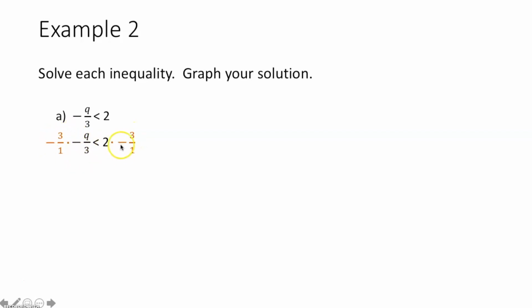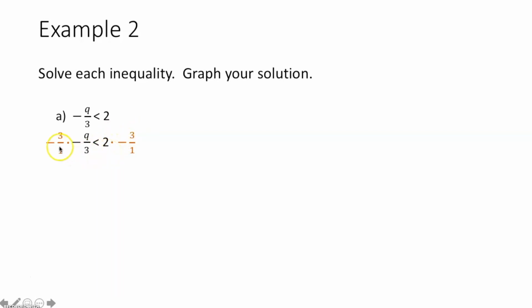On this side, if you don't know how to multiply a number like this and a fraction together, what you're going to do is just make this a fraction. 2 is the same thing as 2 over 1. So you multiply the numerators together and denominators. So 2 times 3 is going to be 6. 1 times 1 is 1. And since 1 is negative and 1's positive, it becomes negative.